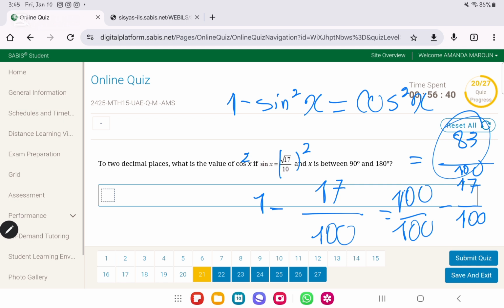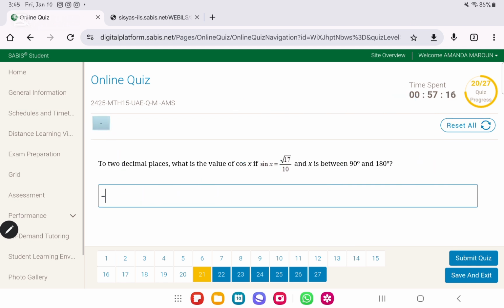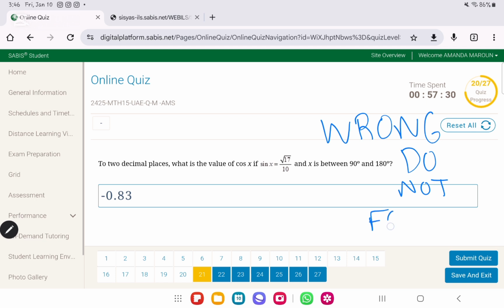But personally, I don't understand how I did it in the last video, to be honest. I believe I said, okay, maybe it's not between 180 and 90. This is definitely a question that needs calculators, by the way. Okay, so basically 83 divided by 100 is 0.83. And then just add the minus. I don't know why they needed the minus, so it becomes minus 0.83. So this question is wrong, by the way. So I'm gonna say wrong. Do not focus on it. Okay.